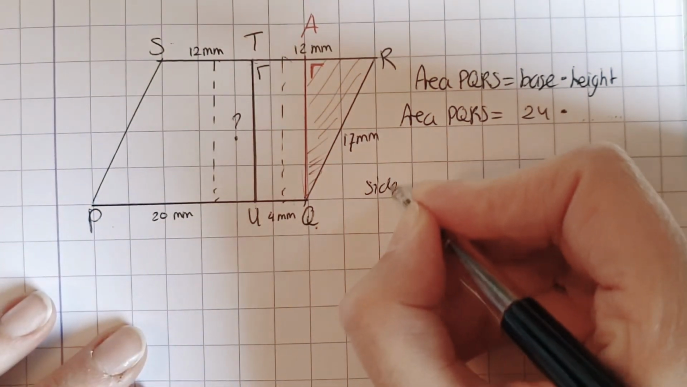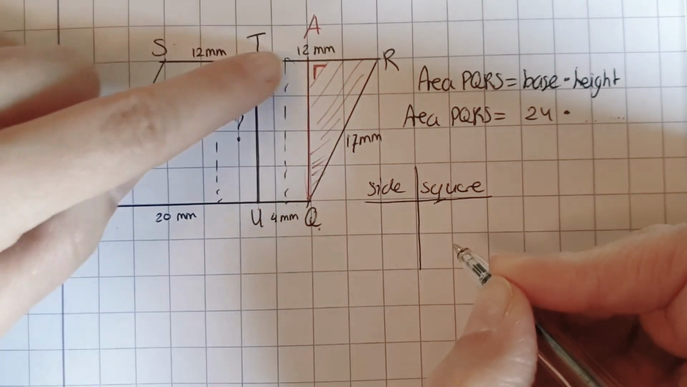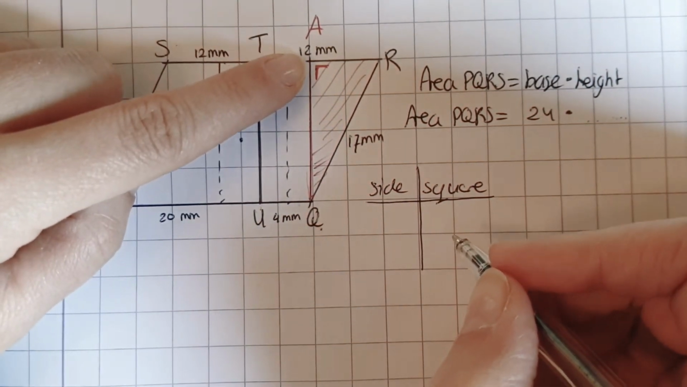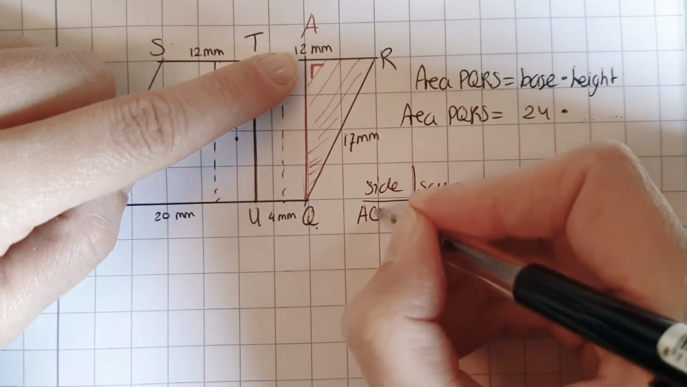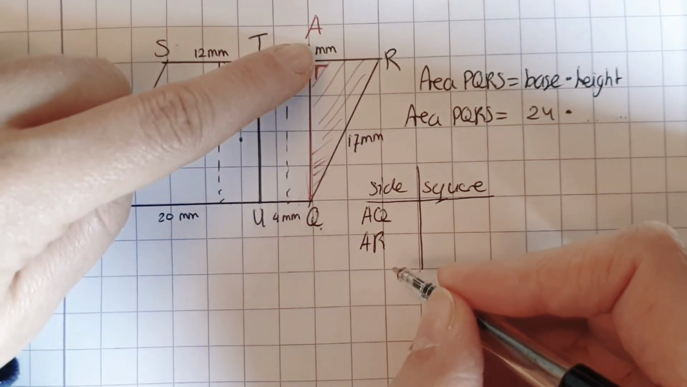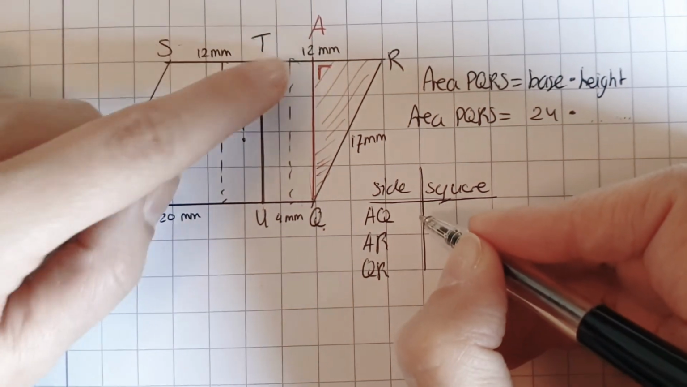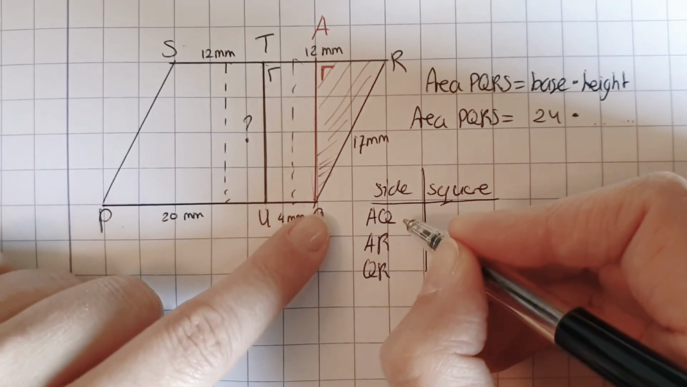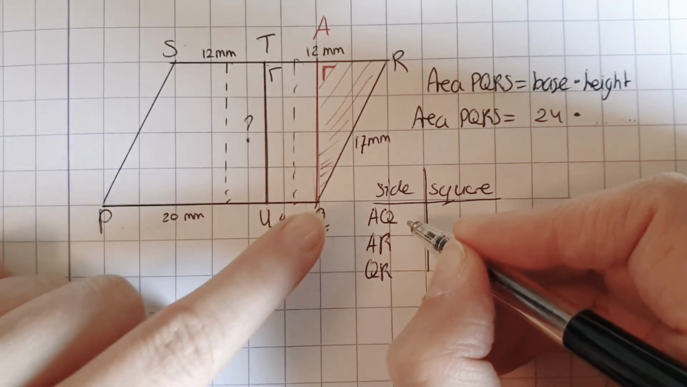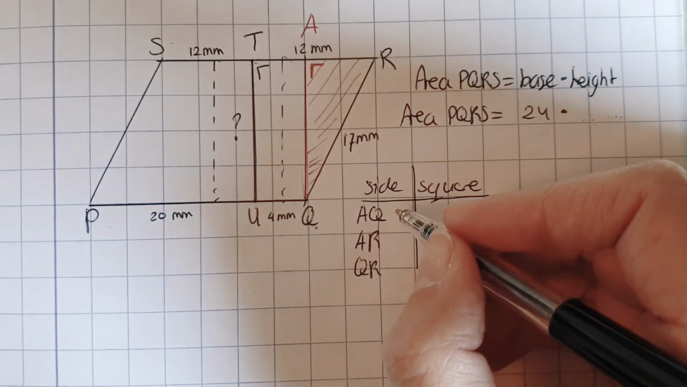Side squared. The two sides that are connected to the 90-degree sign are AQ and AR. The hypotenuse is the opposite of the 90-degree sign, which is QR. AQ is, I don't know yet. That's the whole point here. I'm going to calculate that. AR. Okay, that's a small problem.